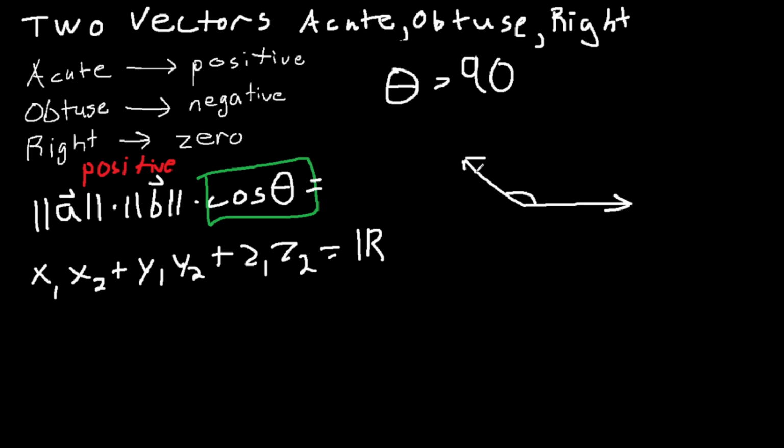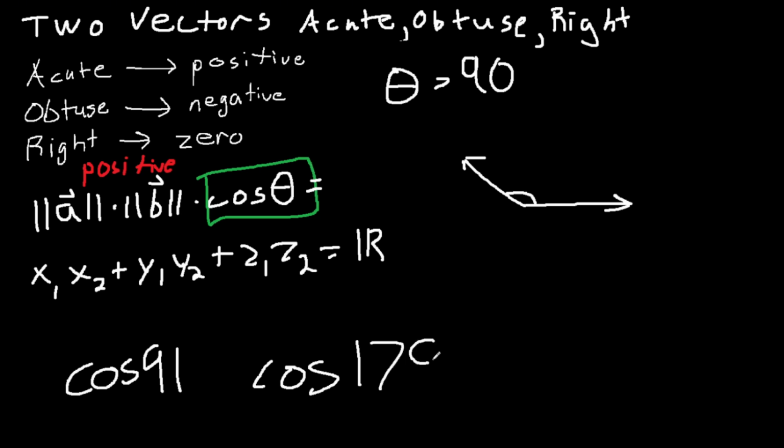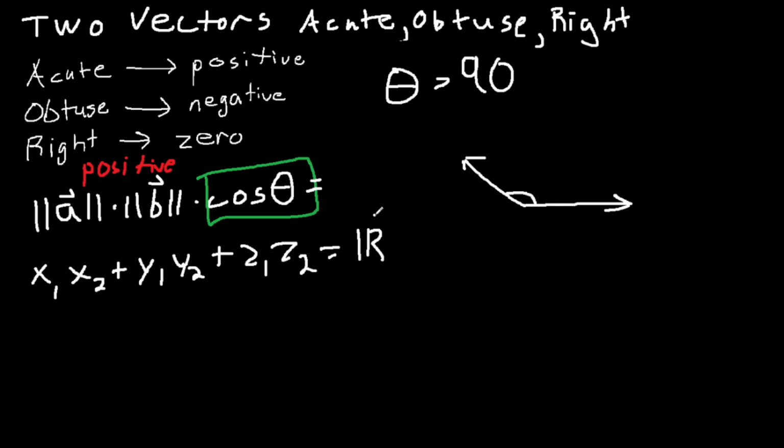If the angle is greater than 90 for cosine, you can plug in cosine of 91 onto your calculator, right? Or cosine of, I don't know, 179. The cosine will always be negative if it's above 90, up to 180 as well. And the reason I'm saying up to 180 is because this is just a reminder for any of you that don't remember this.